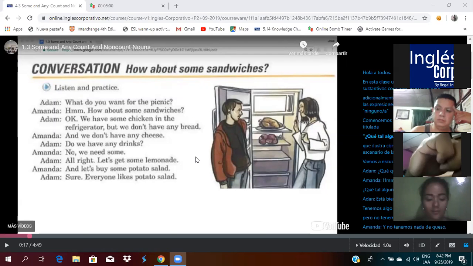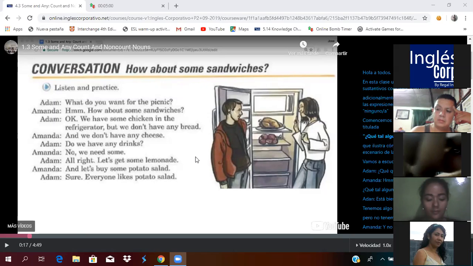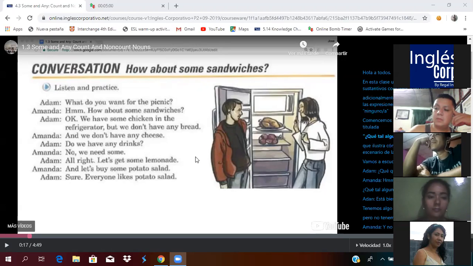For the picnic. What do you want for the picnic? How about some sandwiches? Okay, we have some chicken in the refrigerator, but we don't have any bread. And we don't have any cheese. Do we have any drinks? No, we need some. All right, let's get some lemonade. And let's buy some potato salad. Sure, everyone likes potato salad.